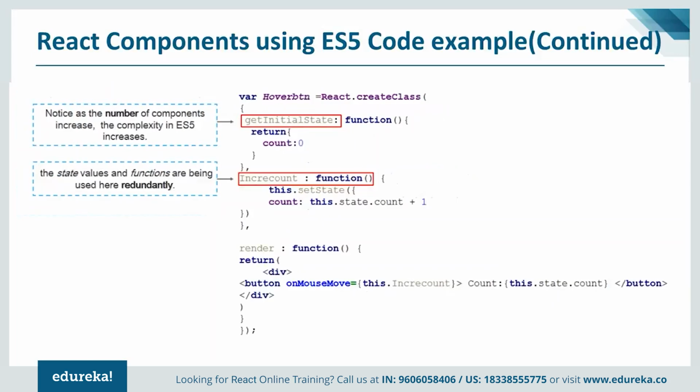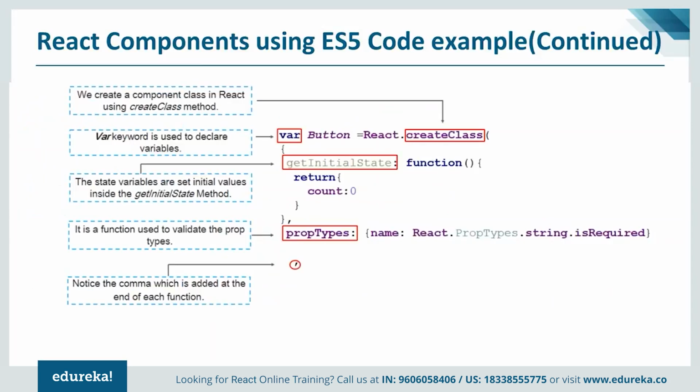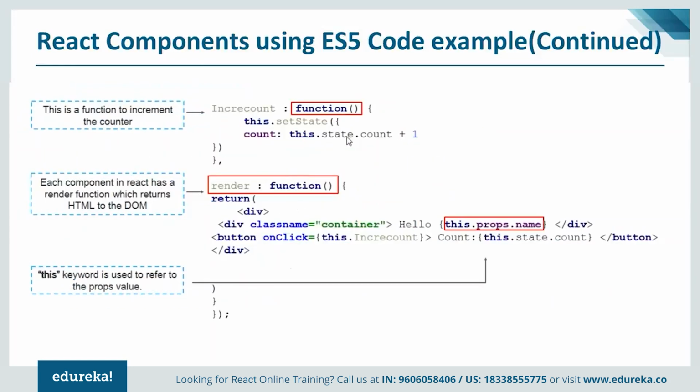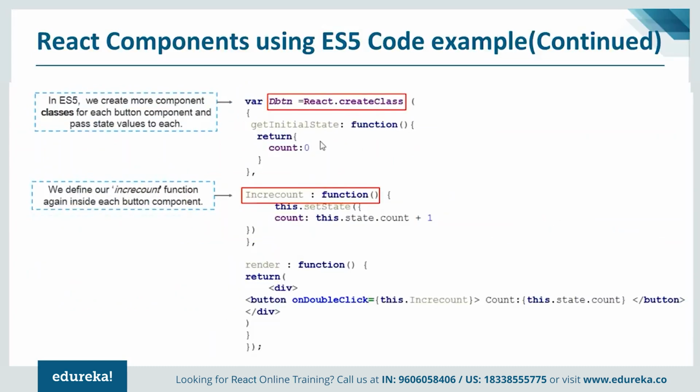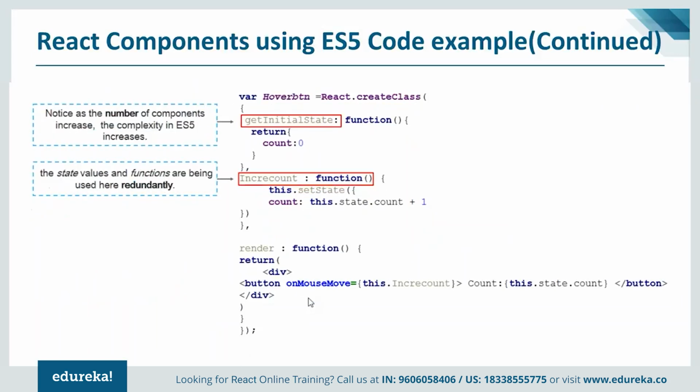I'll repeat very quickly once again what we did, how we started. We started by creating a component for a button that will be a single click button, because we are using here the on click event of that button. Then we created another component for the double click of the button, and we used the on double click event for that. Then we created a third component, which is hover btn, for showing the increment counter when the user hovers on that particular button. And we are using here the on mouse move event.